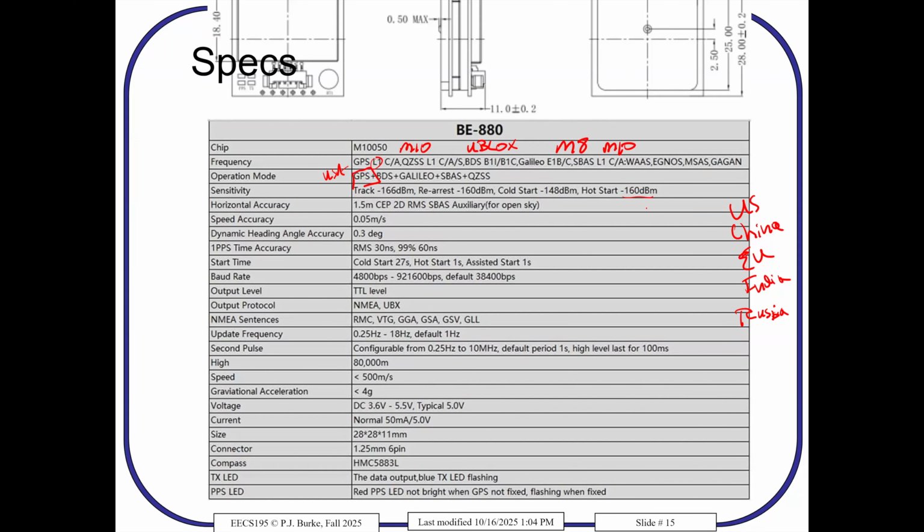Okay, here's the sensitivity, which we discussed. Here's the horizontal accuracy. It's 1.5 CEP. That means 50% of the time it's within 1.5 meters of the truth. 50% of the time it's more than 1.5 meters away from the truth. And that's horizontal. They don't give you the vertical. So the vertical is typically 2 times worse.